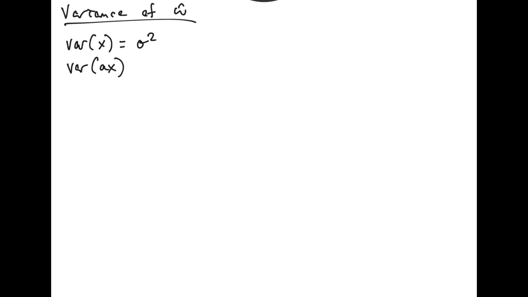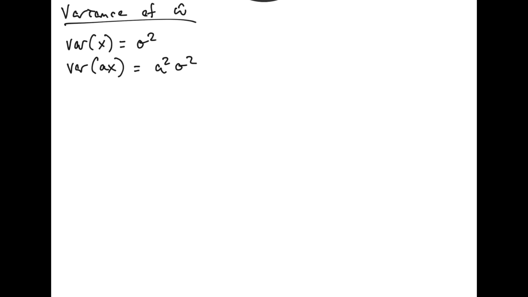Okay, so what is the variance of w hat? In order to compute the variance of w hat, we'd like to keep in mind some identities from probability that would be useful. The first one is, what happens to the variance of a random variable when we multiply it by a constant? If we know that the variance of some variable x is equal to sigma squared, then what is the variance of ax? It turns out that this is a squared sigma squared. So you square the constant.